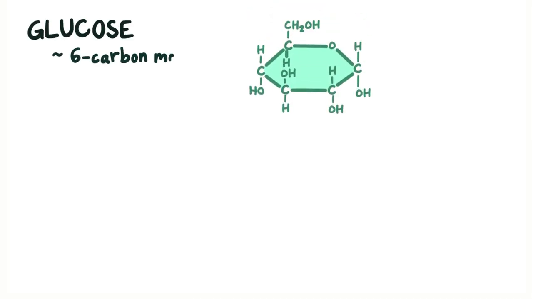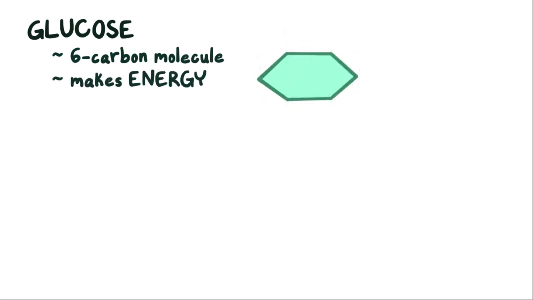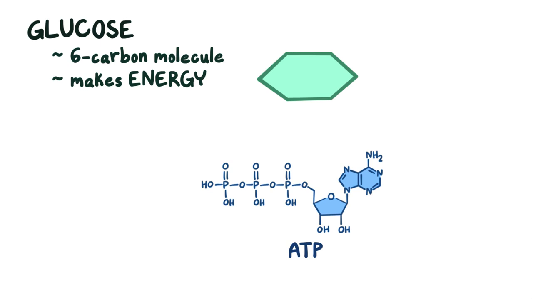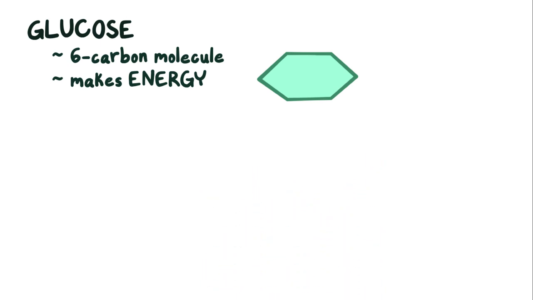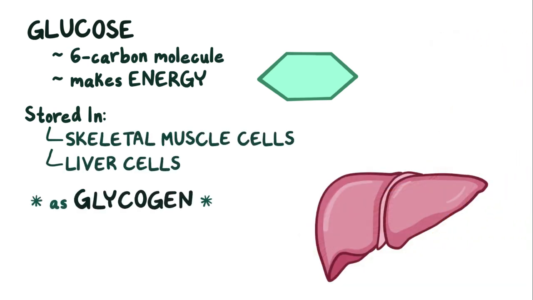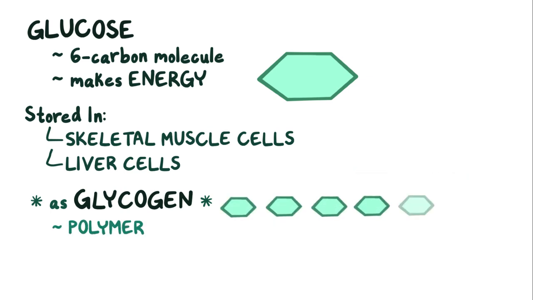Glucose is a 6-carbon molecule that's used to make energy, in the form of adenosine triphosphate, or ATP. Glucose is such an important energy source that our body stores excess glucose in skeletal muscle cells and liver cells in the form of glycogen. Glycogen is basically an enormous molecule or polymer that's made up of glucose molecules linked together by glycosidic bonds.